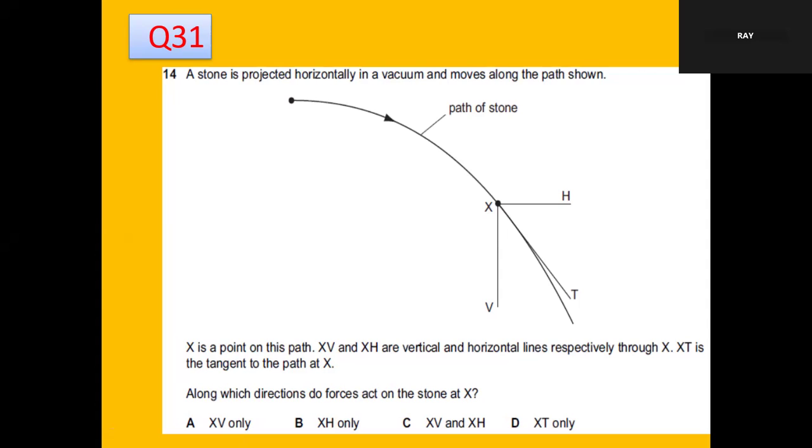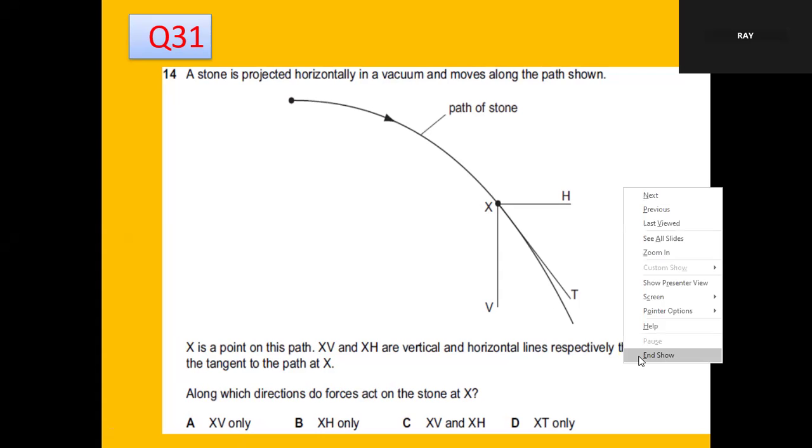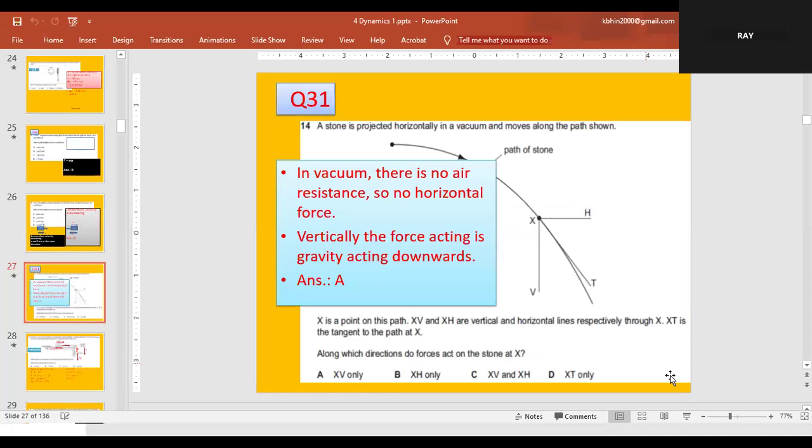No air resistance in vacuum. So which forces got? Vacuum, so it's just XV, lor. XV. Yeah, because it's vacuum. You're told in vacuum, so it's XV, lor.